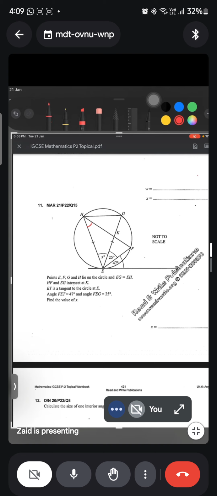Can anyone tell me? It is opposite to the tangent, so I think 47. 47. Good. Nice. Very good. Number one. Number two. We have got one of the angles.